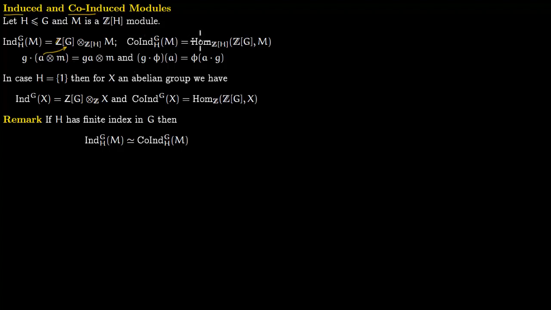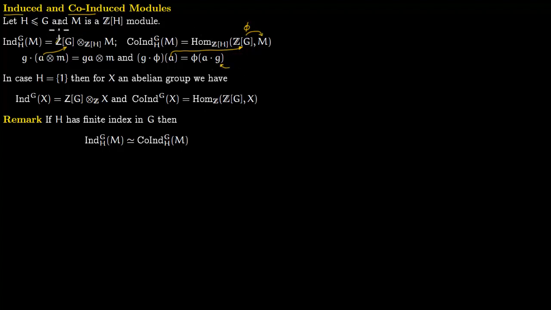The co-induced module is the set of homomorphisms from ZG to M. Again, these are H homomorphisms. Now again, we have to talk about the G action on it. The G action comes inside A. This A is an element of this ZG, and this phi is a set of homomorphisms. So you're given some phi going to M. Phi is a map going from here to here, and you're evaluating it on some element A, and now we are giving the G action. Notice that G is acting from the right side.